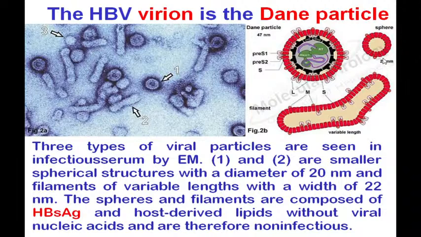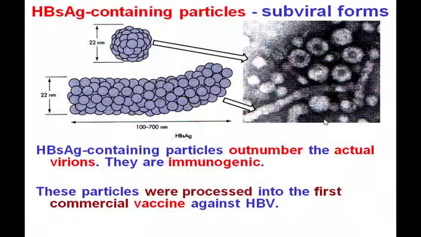It means these are not infectious virions. These are particles that are made up of HBs surface protein, or antigen, of hepatitis B. So they are empty, they don't have the core and don't have the nucleic acid inside. So they are not infectious. They're just particles made up of glycoprotein inserted into host-derived lipids without any genome. So they are not infectious.